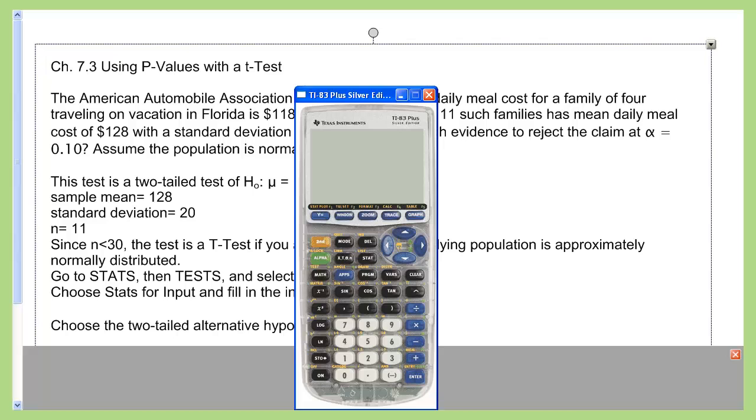So let's go to the calculator, and we're going to go to stat, over to test, and down to t-test. And remember, we're doing this because it's such a small n, it's 11. So I'm going to go to stats because I'm using stats and not data. And I'm going to move that down, and when I do, my sample is 118, or I'm claiming that that's what it's going to be from my null hypothesis.